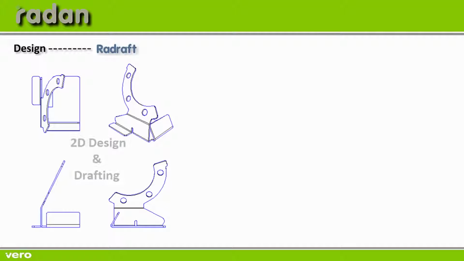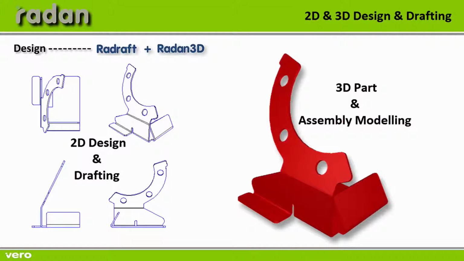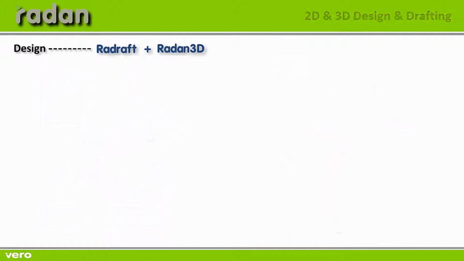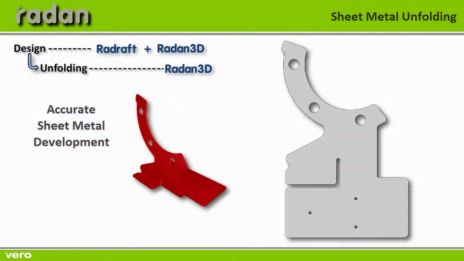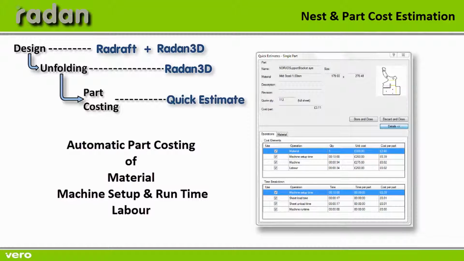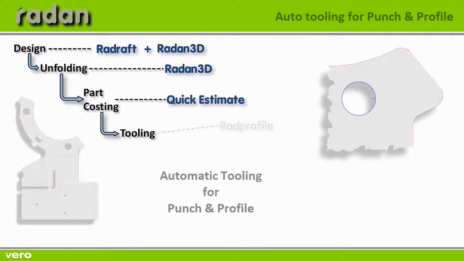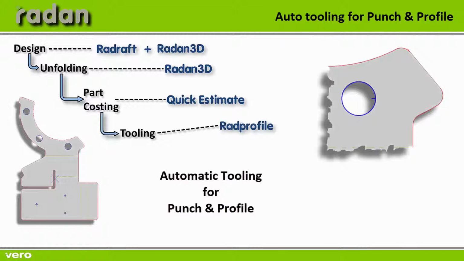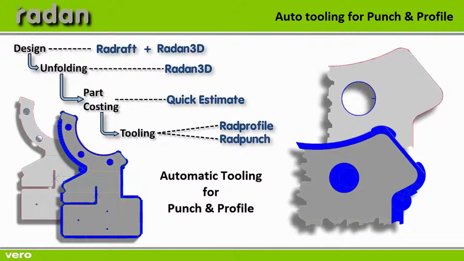Okay, so let me just sum up what we've just seen. To design my component, I used a combination of Radan for 2D and Radan 3D to generate my 3D model. I was then able to unfold the component and generate an accurate flat blank using Radan 3D. Once unfolded, I was able to get an estimated cost for manufacture for both profiling and punching. Using Radan's auto tooling facility, I auto-tooled for a profiling machine and a punching machine.